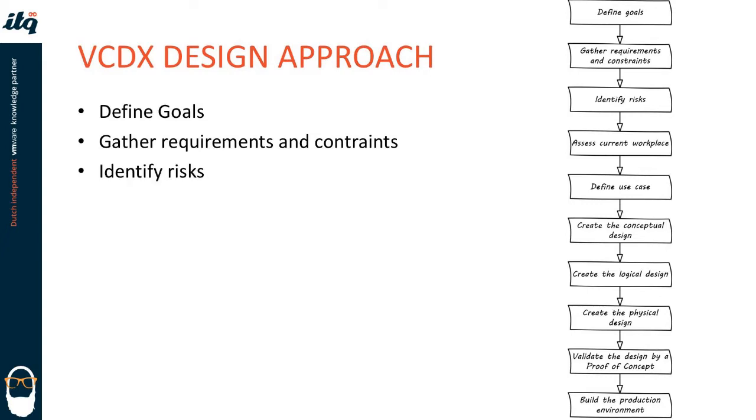Identify risks. So if the customer would like to have, or you would like to have, an availability of 4 nines, but you only have 100 Mbit between 2 data centers, that might be a challenge. So identify those risks.